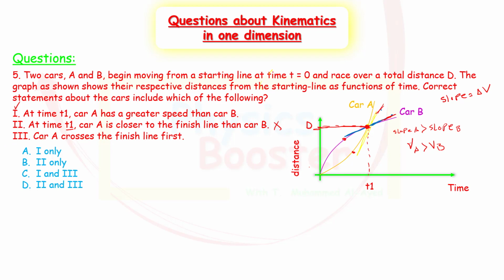Let's see 3. Car A crosses the finish line first. Well, actually, it's common sense. Since car A has a higher speed than car B, and we can say that car A is accelerating because the graph is going upwards, the speed is increasing, while car B is decelerating. So since car A is becoming faster with time and car B is becoming slower with time, for sure car A will cross the finish line first. So the true answer will be C. It's 1 and 3.